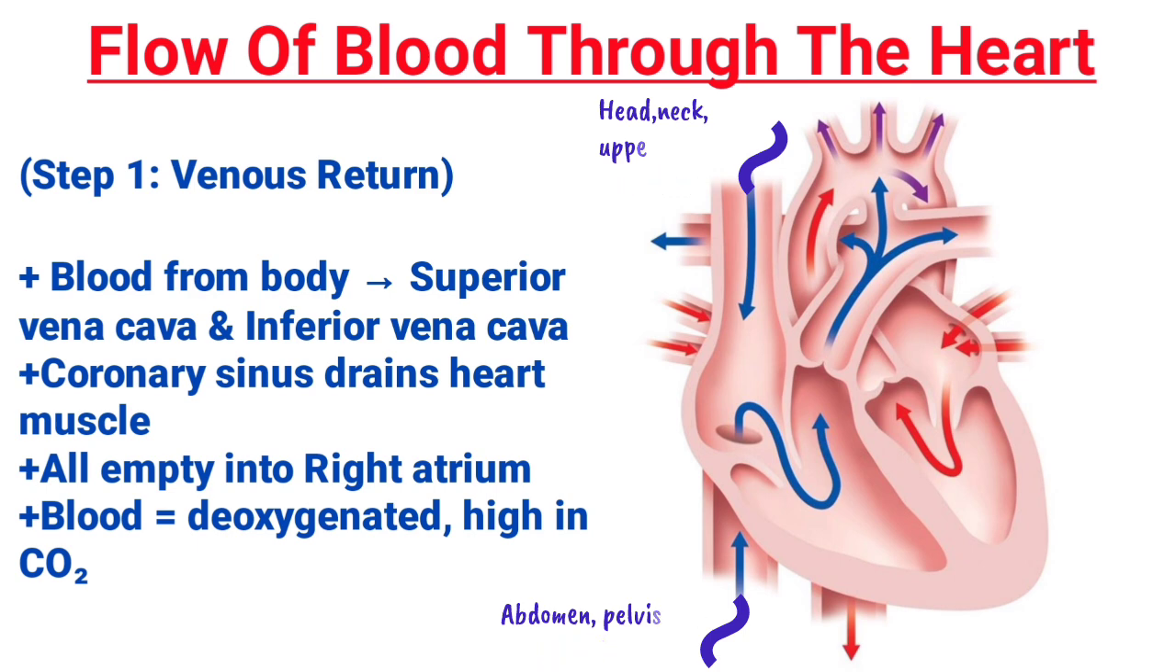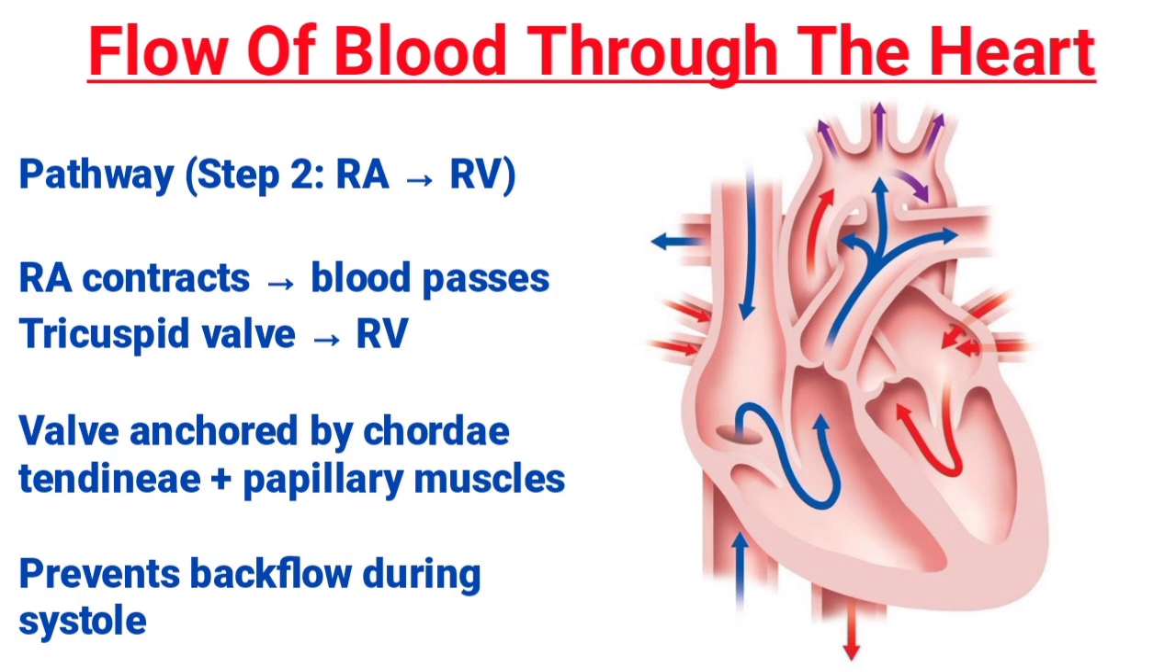And this takes us to step number 2, the right atrium to the right ventricle. From the right atrium, the blood passes through the tricuspid valve into the right ventricle. The tricuspid valve is composed of 3 cusps anchored with the chordae tendineae attached to the papillary muscles. Now, these structures help to prevent backflow of blood into the atrium during ventricular contraction, also called systole.